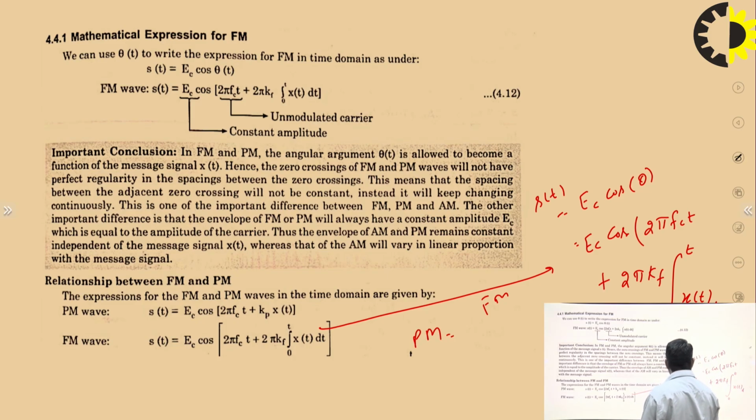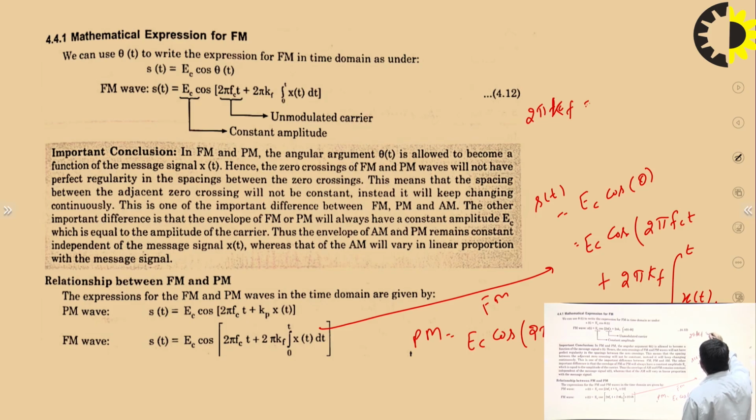Phase modulation can be written in a similar way, Ec cos of 2 pi fct plus Kp into xt. So compare these two equations. If we have 2 pi kf equal to Kp, then these two equations can be compared. The only difference is that here we have xt, whereas in the other case we have the integral of xt. So this gives an important comparison or relation between phase modulation and frequency modulation.